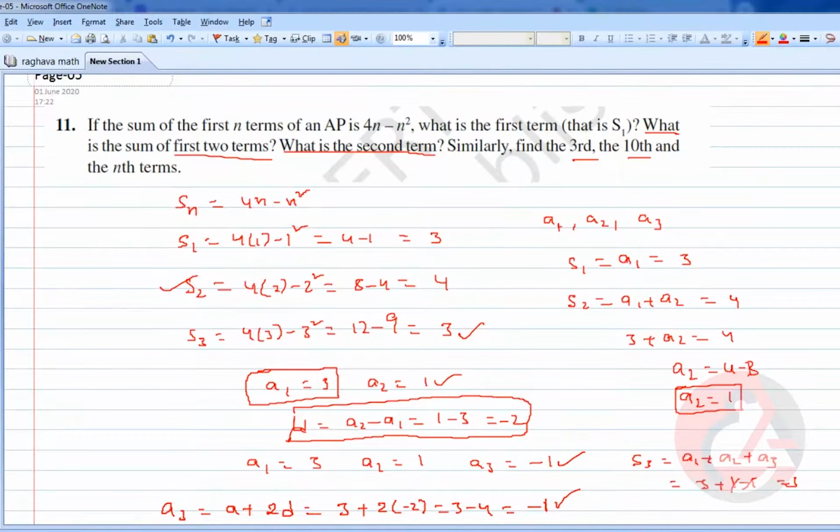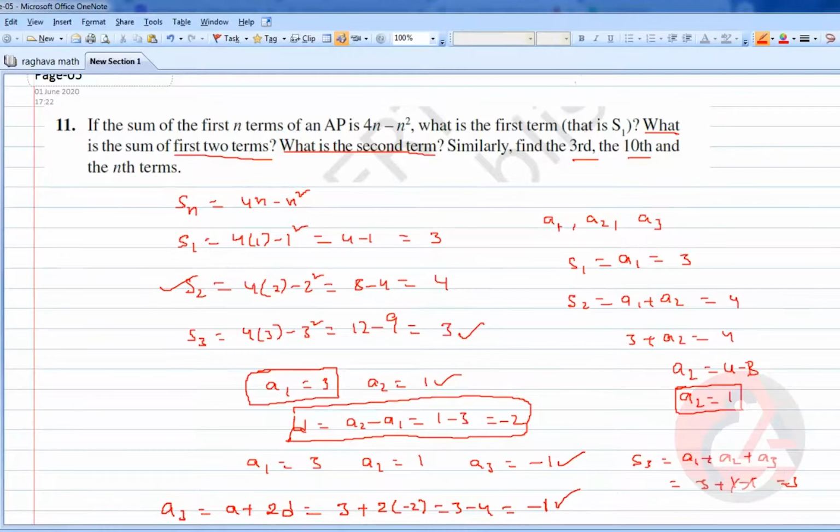So find out S1, S2, S3. Then you can frame equations. S1 always represents A, S2 represents A1 plus A2. From that, you can find out the A2 value. Once you have the A1 and A2 values, the common difference is A2 minus A1. If you want to verify whether our procedure is correct or not, find out S3, then find the A3 value, sum separately and compare with your S3 value.